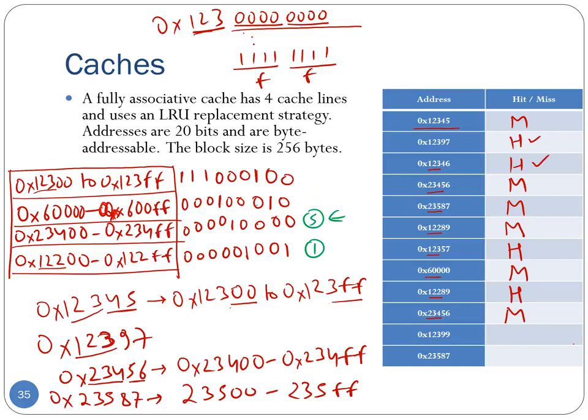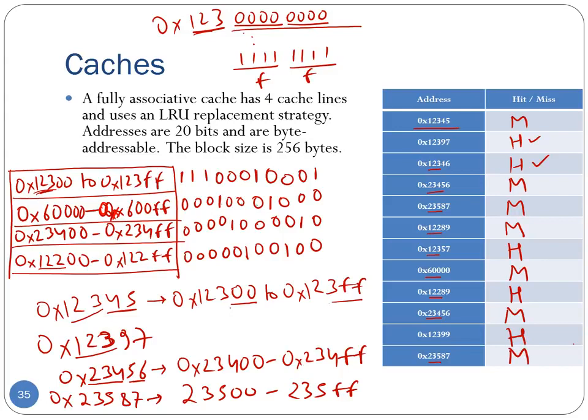Because we just now brought in the data in this third line, we mark a 1 here and a 0 in front of all other lines. Next we have hexadecimal 12399. Notice that the tag 123 is present here, so this is going to be a hit, and it hit in the first line, so we mark a 1 over there and a 0 in front of all other lines. Lastly we have hexadecimal 23587. Now the 235 tag is not present right now, right? We have 123, 600, 234 and 122. So this is going to be a miss.